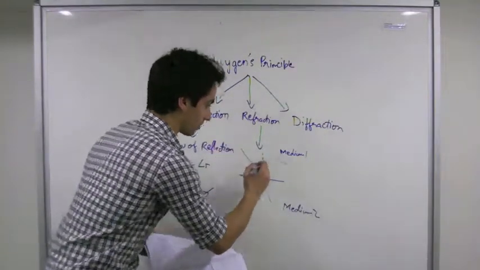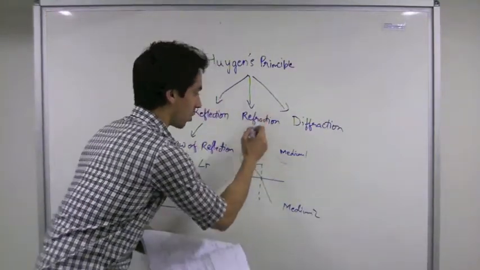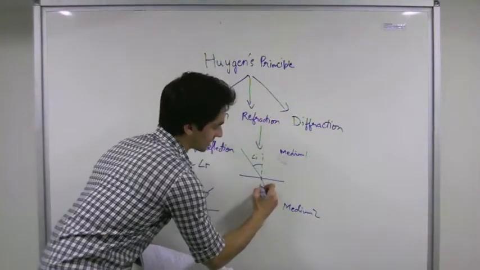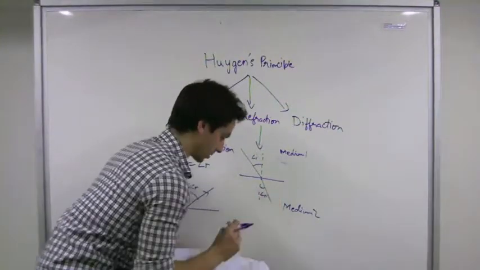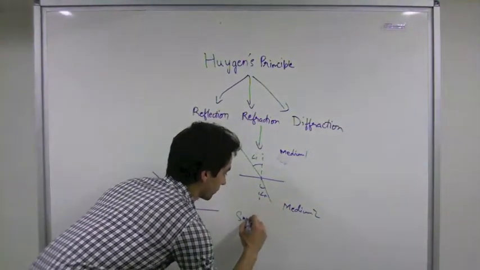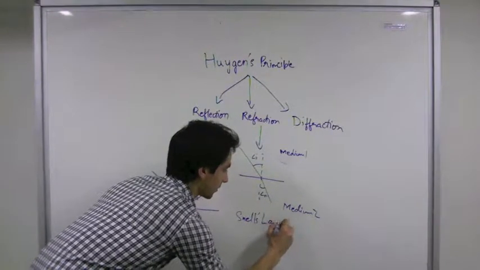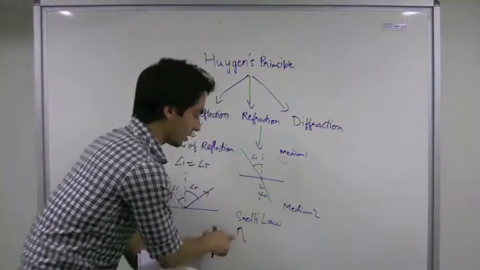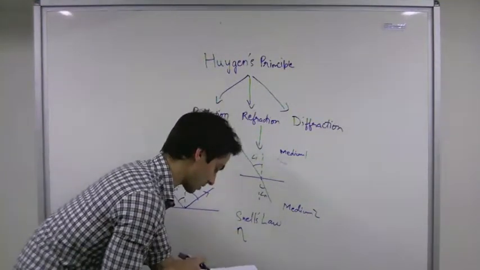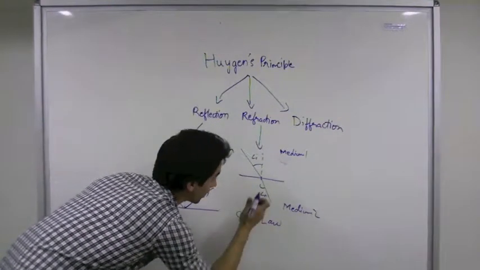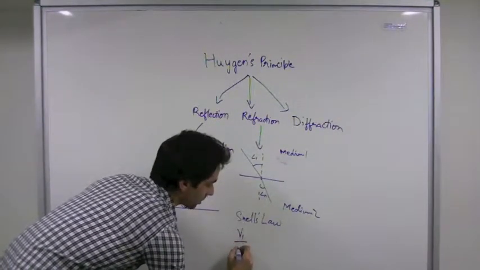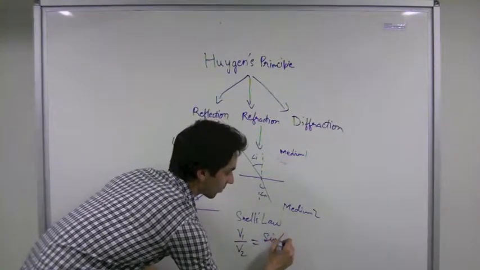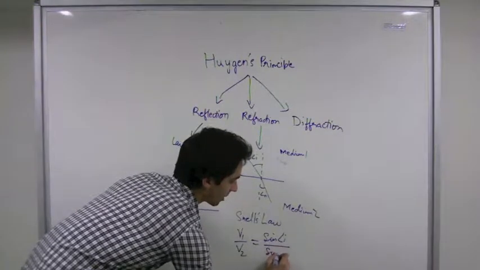One thing though that you want to mention, firstly, is the law of refraction, which is called Snell's law. Here again you have the angle of incidence, and this here is the angle of refraction. So Snell's law states that, in terms of refractive index, the speed of the wave in medium 1 divided by the speed of the wave in medium 2 is equal to sine of angle I divided by sine of angle R.